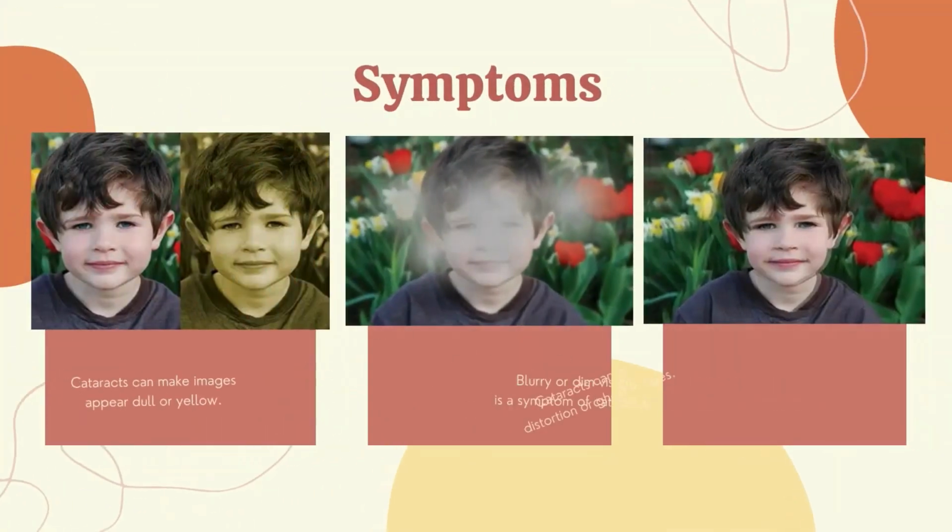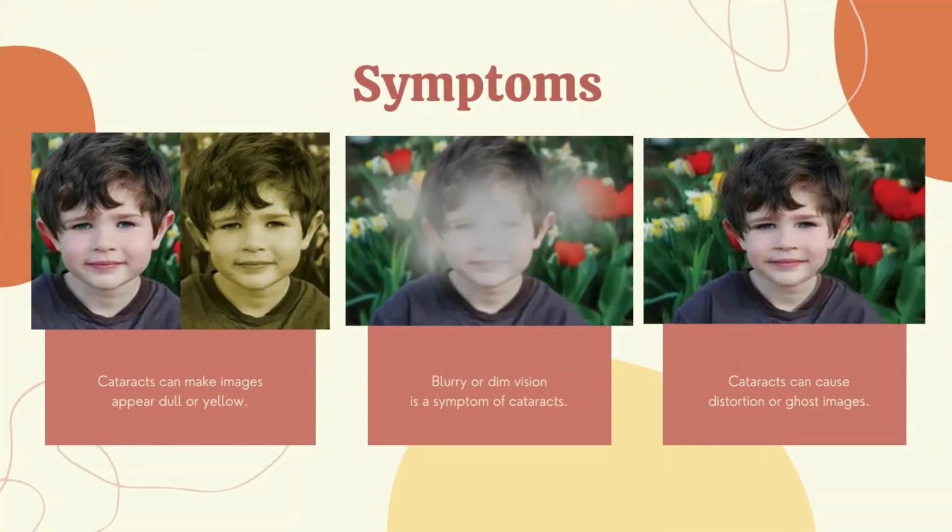Symptoms of cataract. Cataracts can make images appear dull or yellow. Blurry or dim vision is a symptom of cataracts. Cataracts can cause distortion or ghost images.